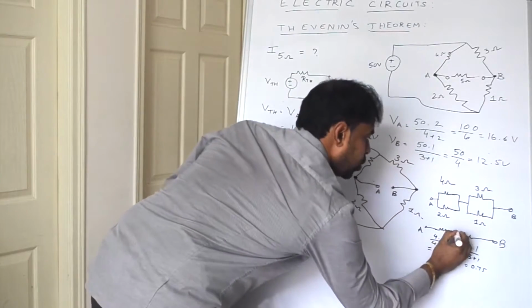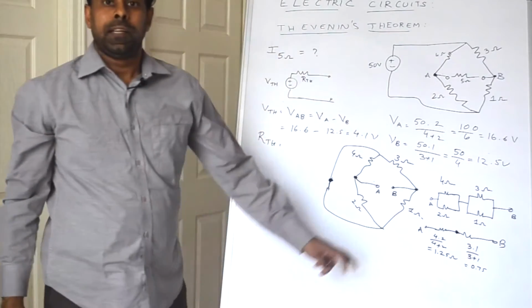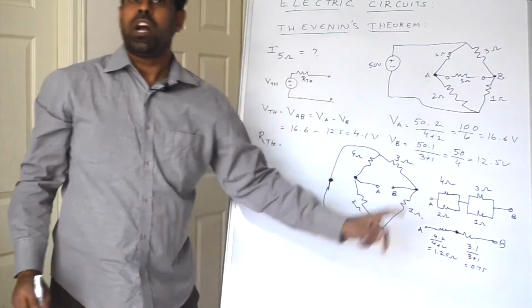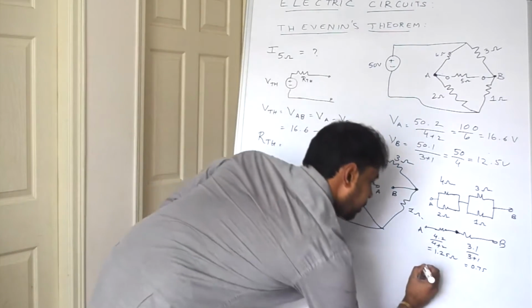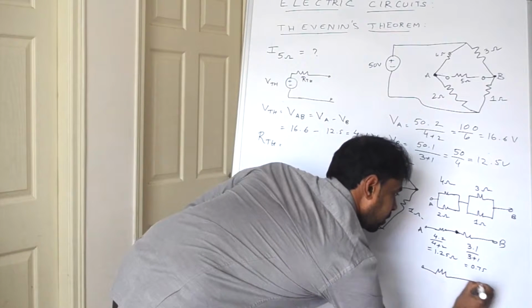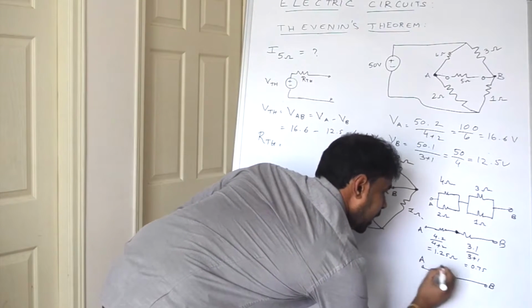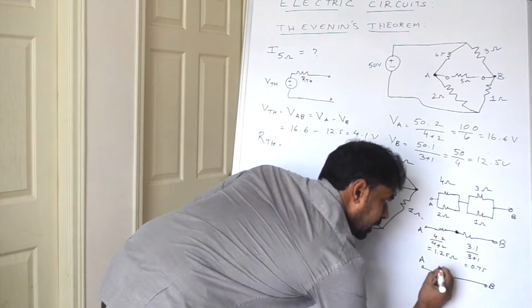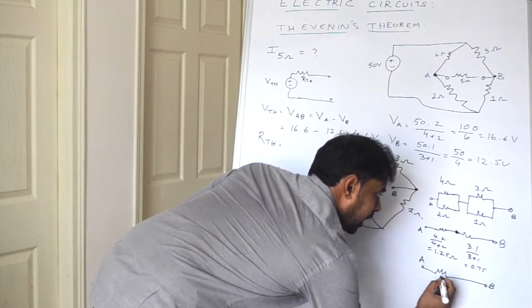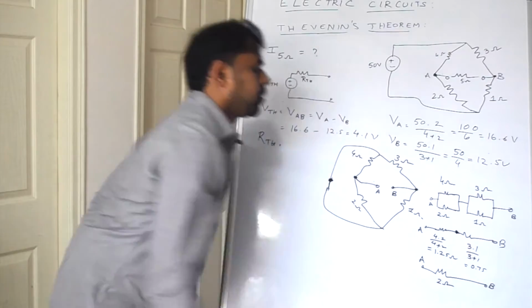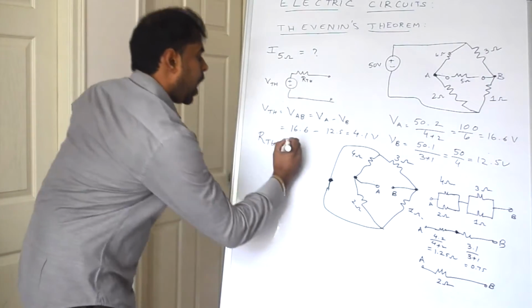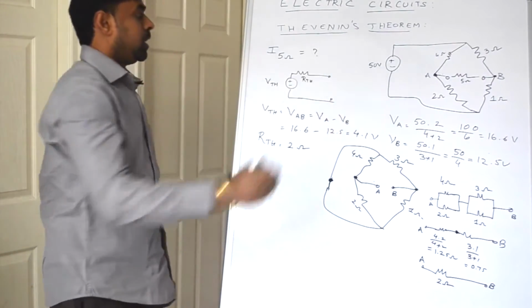So these two are in series because they have only one common junction. At the junction no other element is connected. So the equivalent resistance is nothing but 2 ohms. So R Thevenin we got as 2 ohms.